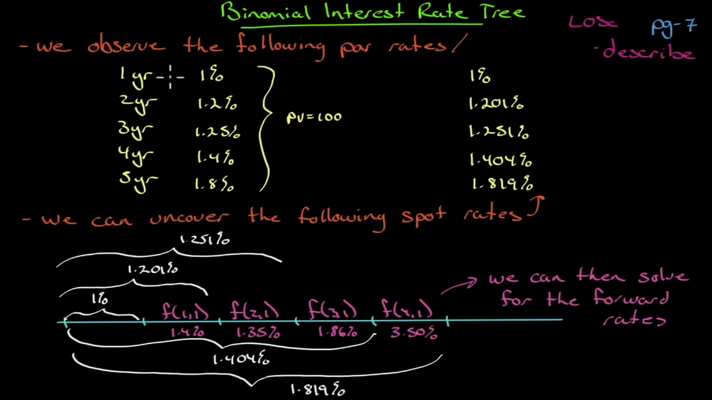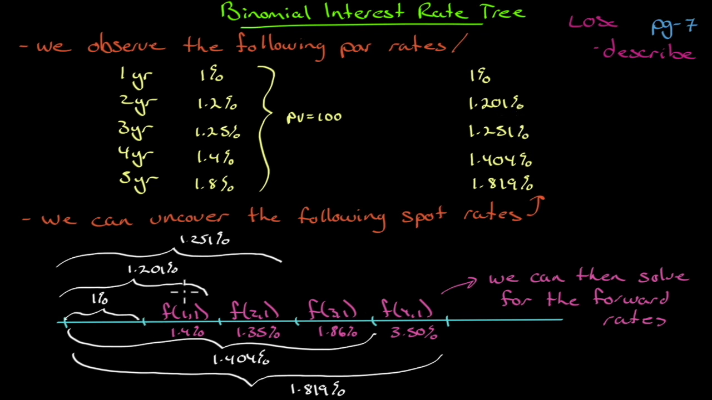So let's say that we observe the following par rates. I'm not going to go into detail about my problem with the 3-year and the 4-year. You already know. But let's say we observe the par rates. That means present value is 100. From the following par rates, we can uncover the following spot rates. We know how to do that with bootstrapping.